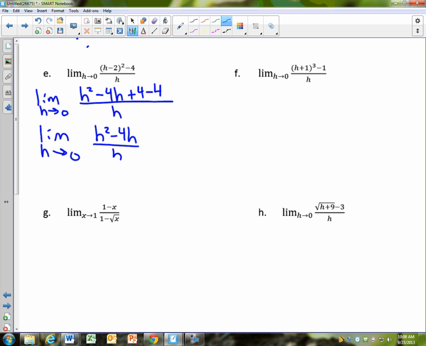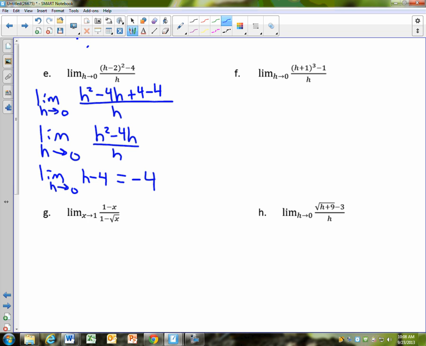So what do you notice now? Right, I can just write this as h minus 4. And now can I substitute in 0? Yep, and I get a value of negative 4. So sometimes it works to simply simplify the expression and maybe something will cancel.